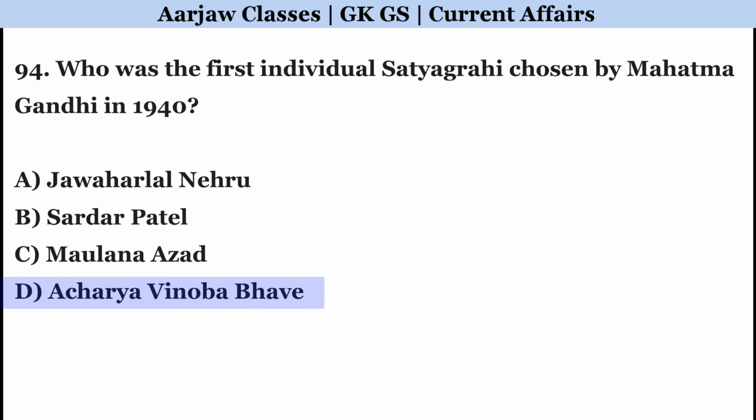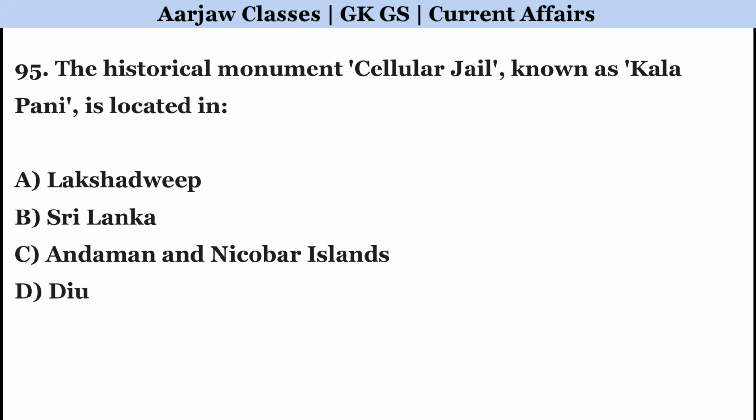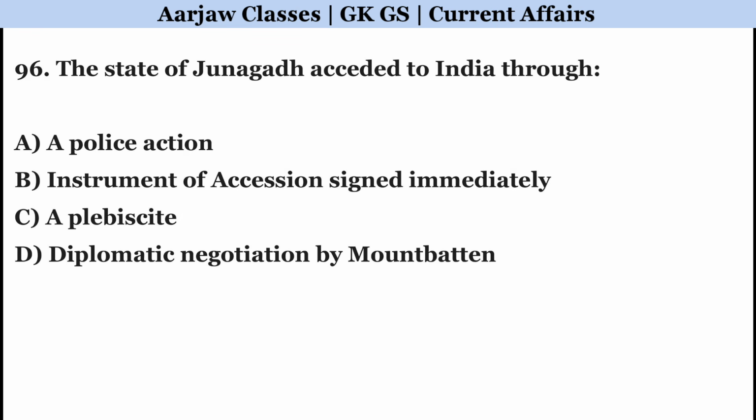Acharya Vinoba Bhave. The historical monument Cellular Jail, known as Kala Pani, is located in? Correct option is C. Andaman and Nicobar Islands. The state of Junagadh acceded to India through? Correct option is C. A plebiscite.